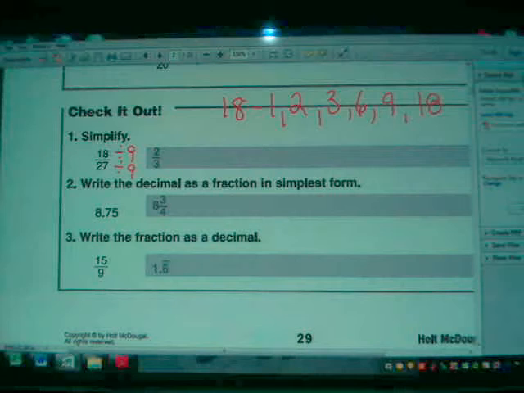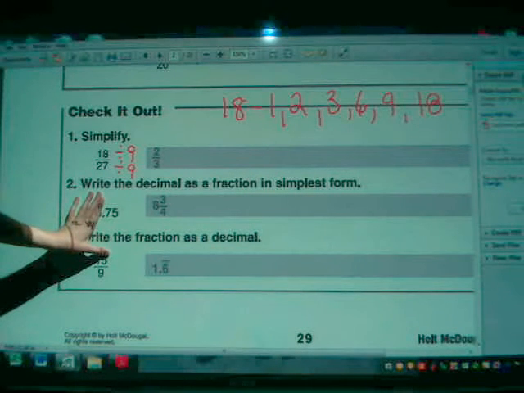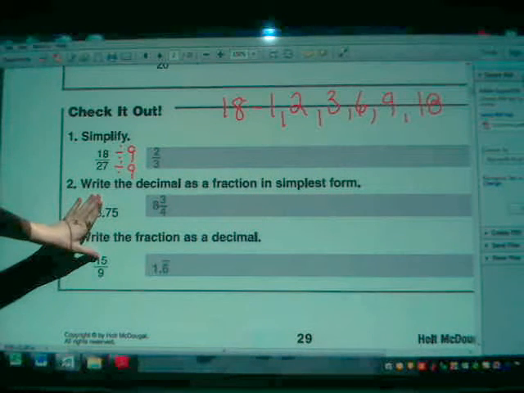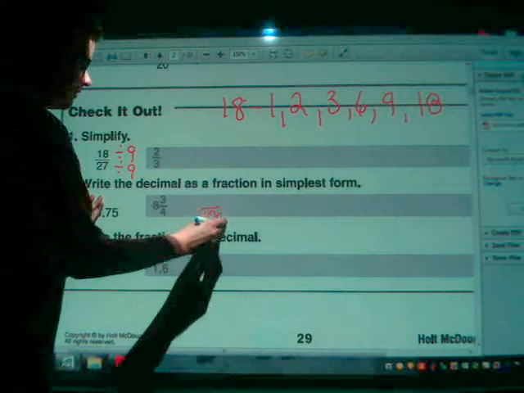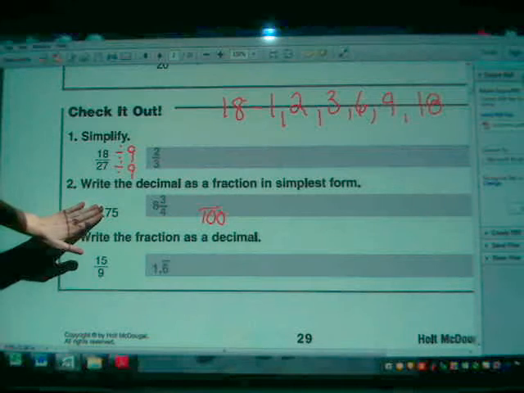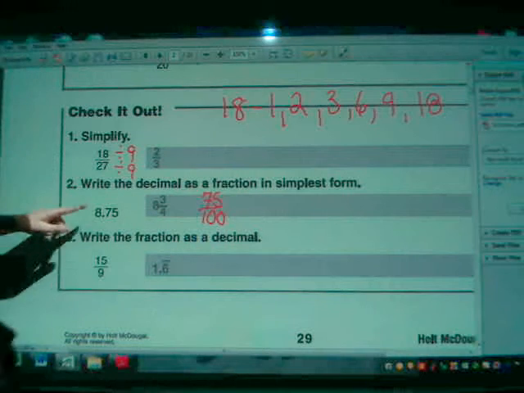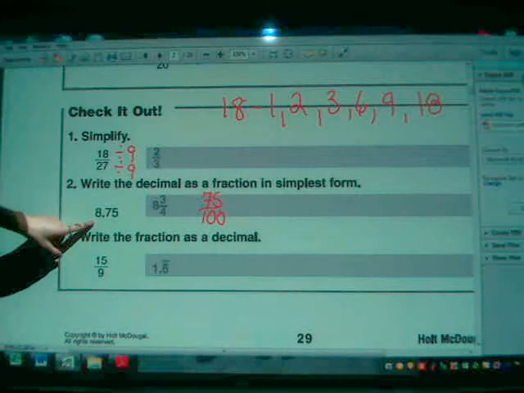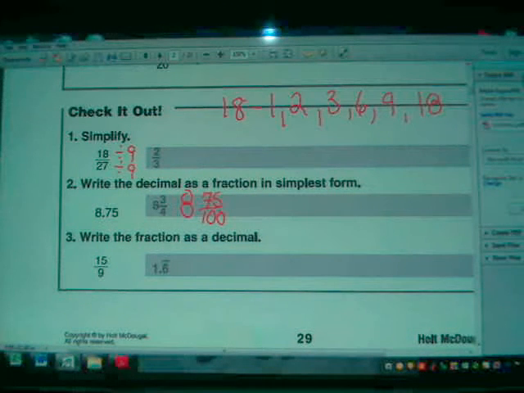So what we want to do is forget that there's a number in front and just consider it as 0.75. And we want to identify the place value of the last digit, which is the 5. Well, 5 is in the hundredths place. So the denominator of the fraction is going to be 100. And again, the top, the numerator, is simply this same thing but without the point. So 75. And that 8 that's in front is going to remain in the front. So this is going to be 8 and 75 100ths.